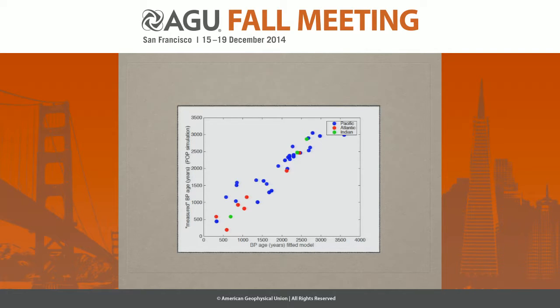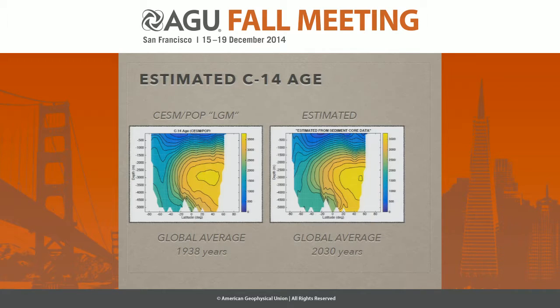So once we've done this, then we have a tracer transport operator that we can then use to make inferences about things that are not directly measurable. So this is the LGM CESM-POP field I showed you before, and this is the reconstructed one using these tracer transport models.